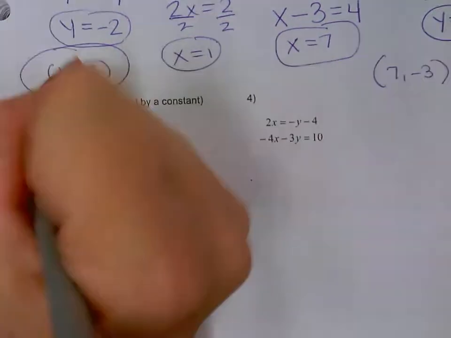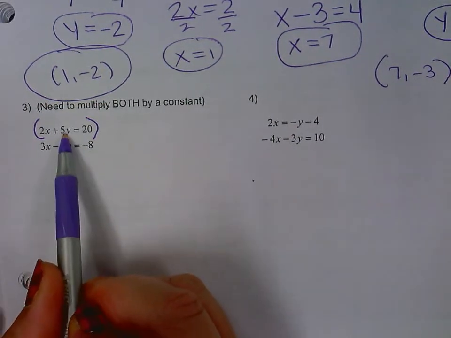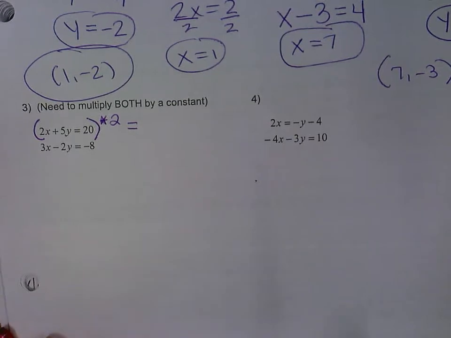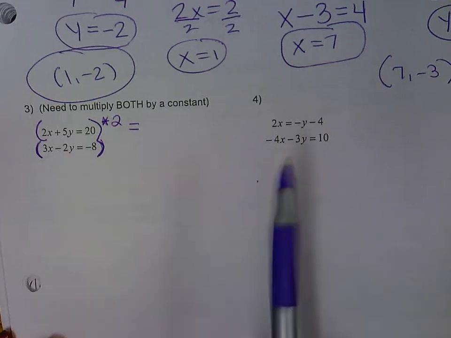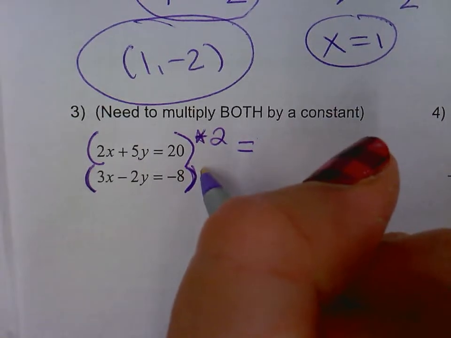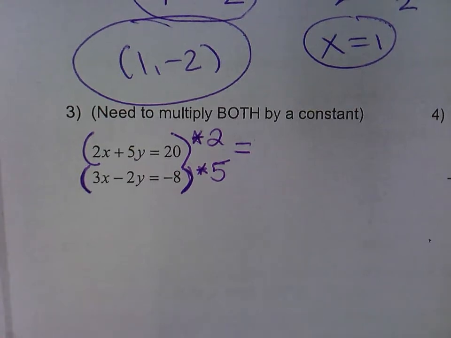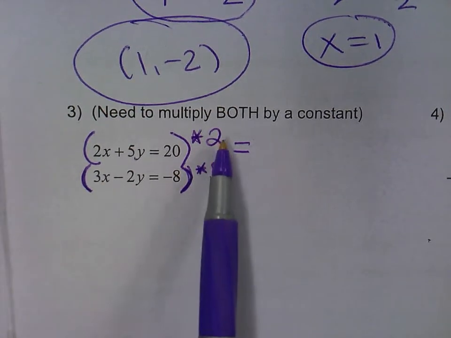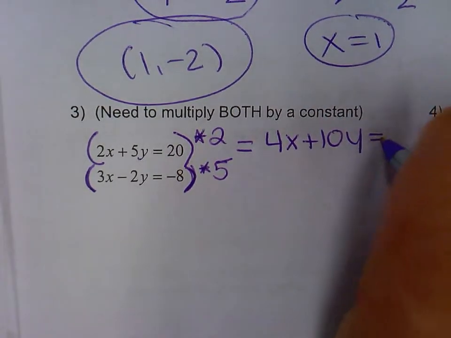So what should I multiply the top equation by? I'm trying to get this 5y to get to 10. So I want to multiply the top equation through by 2. What should I multiply the bottom equation by to get the y value to 10? 5. So this to me takes most of the work because you've got to get them both into a new equation. So we're going to distribute 2 and distribute the 5. So you got to make sure you hit everything. So I got 4x plus 10y equals 40.